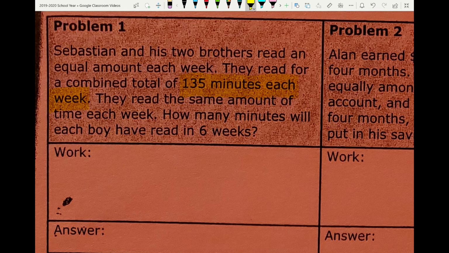How many minutes will each boy have read in 6 weeks? Okay, well, what's the first thing we know? We know Sebastian and his two brothers, so how many people do we have in total? 3 people. They read an equal amount each week. They read for a combined total of 135 minutes each week. They read the same amount of times each week. How many minutes will each boy have read in 6 weeks?